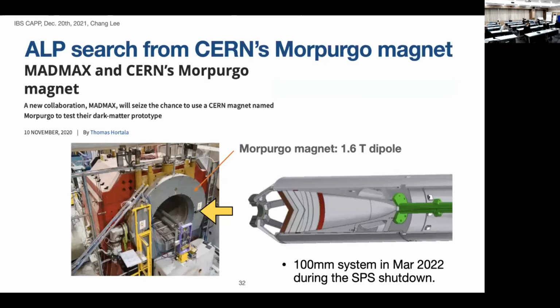Because we are successful with the room temperature closed booster, we are going to use it for the experimental search, and MADMAX made an agreement with CERN to use their Morpurgo magnet. This is the Morpurgo magnet, and it provides a 1.6 Tesla dipole field. The bore is about 1.6 meters, right? So we'll bring it in and measure the signal in coming March, and there is a space shuttle. We initially planned the travel for January, but this was cancelled because of COVID.